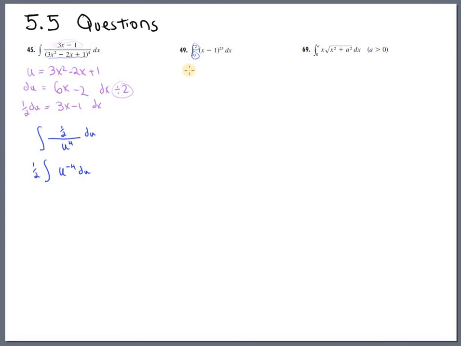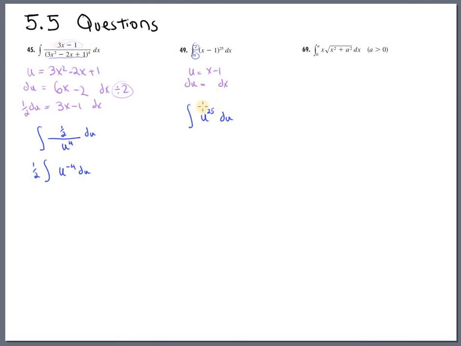So it seems pretty clear here that u needs to be x minus 1. And then du is going to be 1, so just dx, basically. So when you rewrite this integral, you've got u to the 25th du. And you've got your choice here.